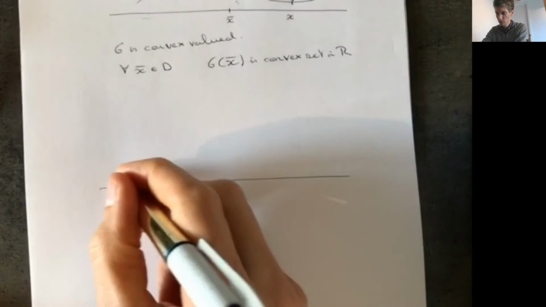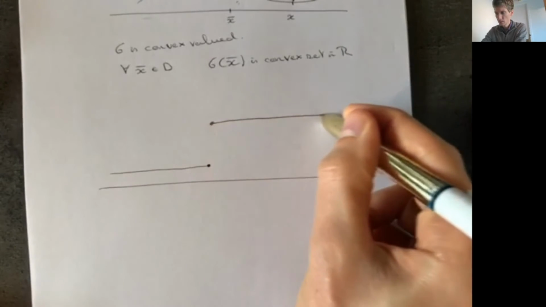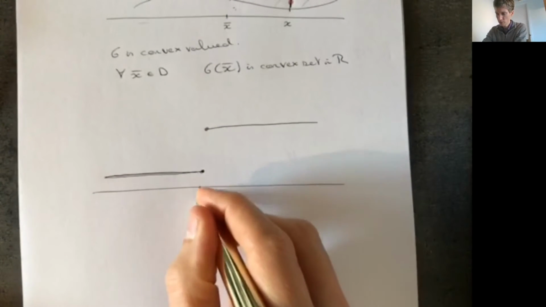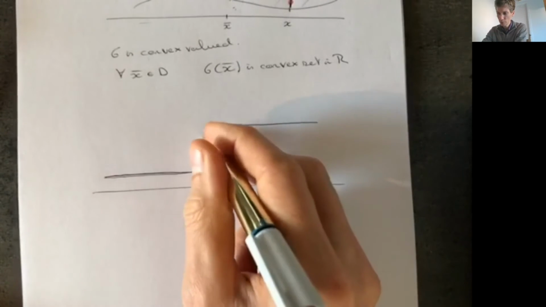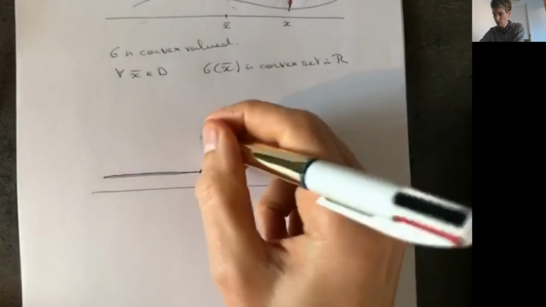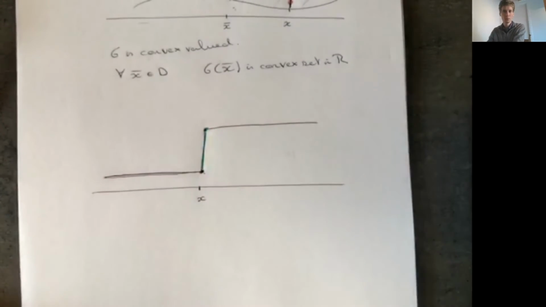Okay, as another counter example, for example, if I have this as my correspondence, then for example at this point here, my G of x are these 2 points, and this is clearly not a convex set, right? So in order to make it convex valued, what I need to do is include every point between these 2 points here, and now it's convex valued.